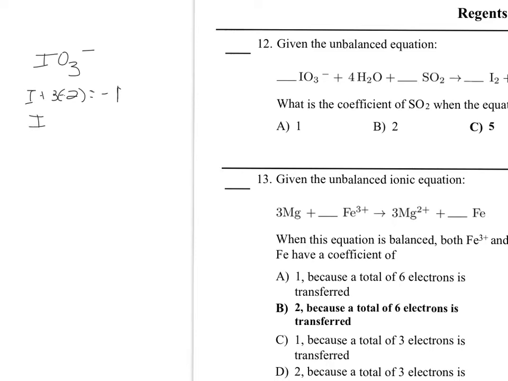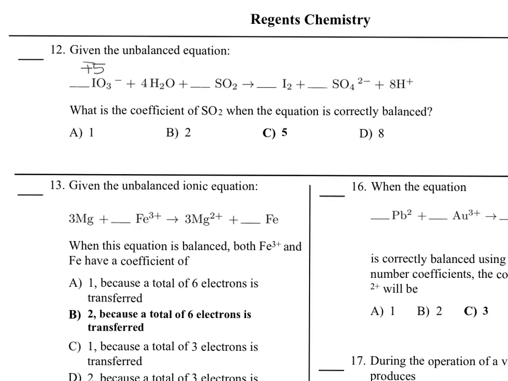Okay? So I have I on plus -6 is equal to -1. I add my 6 over, and I get that my iodine is equal to 5. So I'm dealing with a +5 over here. Now we're going to take a look at the other.